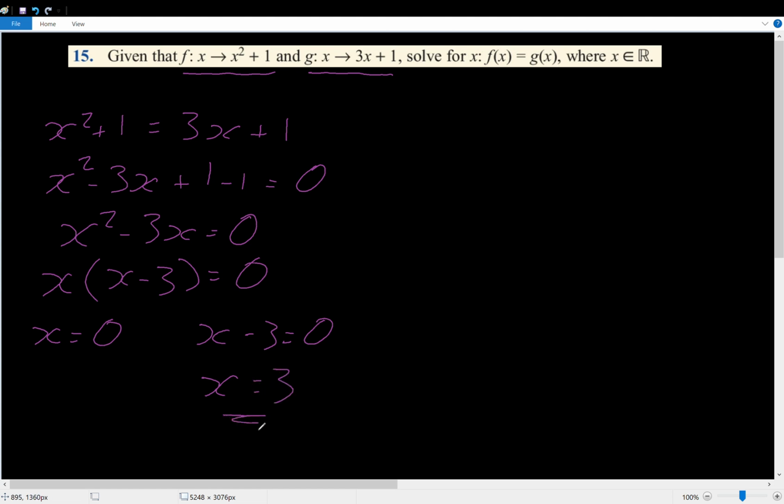So what these values mean is that if we put 0 into the f of x and the g of x, we get the same answer out. And if we put 3 into the f of x and the g of x, we get the same answer out. That's what we've solved in this particular situation. And that is that.